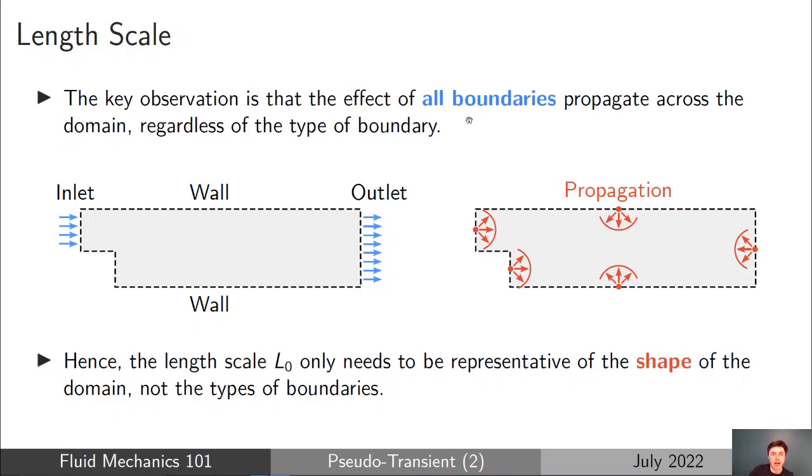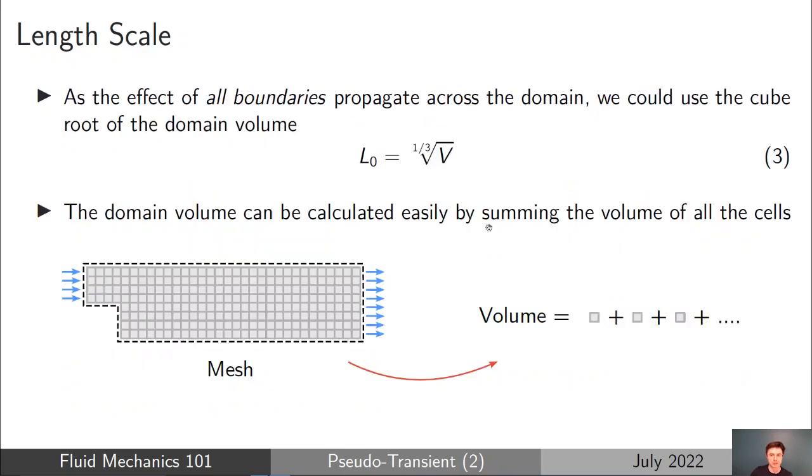Of course, there are small caveats here that, in a supersonic flow, the effect of boundaries propagating across the domain is slightly different. But for your understanding so far, the key takeaway is that it's the effect of all boundaries that propagate across the domain. And so we only need to look at this domain as a single object or as a single large shape. And because the effect of all boundaries are propagating across the domain, the first choice that we could make for our characteristic length scale might be just to take the cube root of the volume.